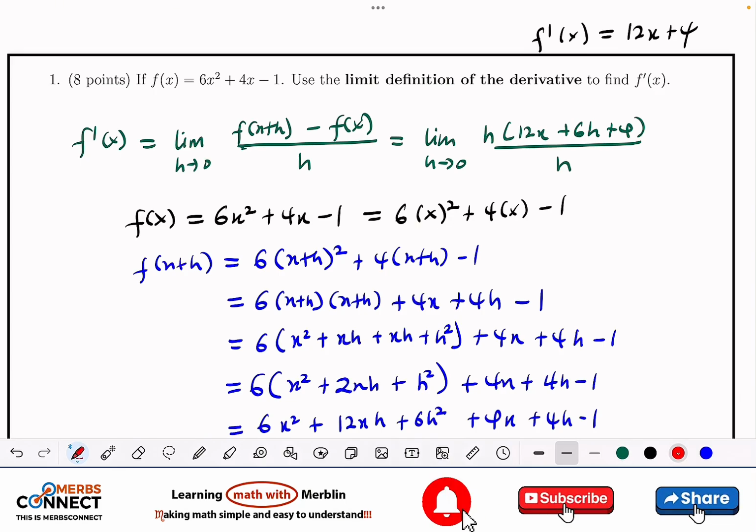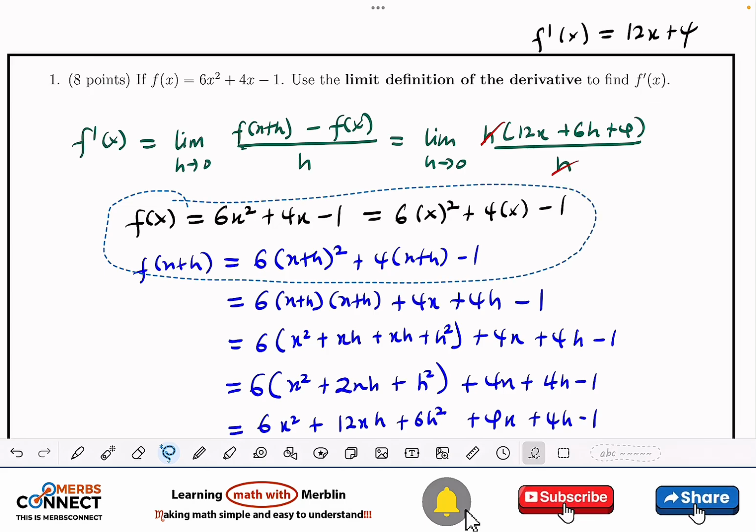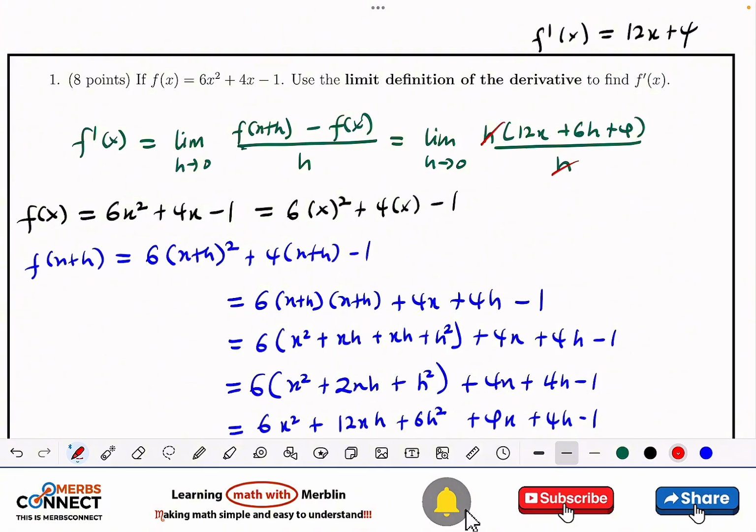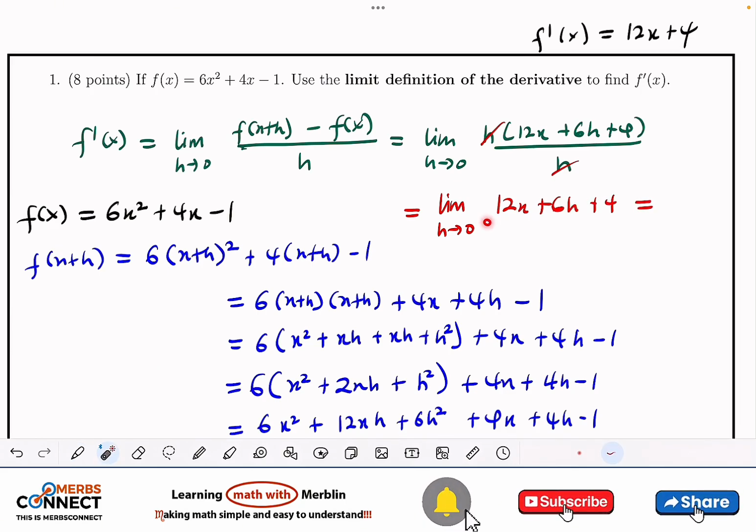So now the magic happens, h will cancel the h, and guess what will happen here? So let me shift this one small to the left. This is going to give us, okay, I think I can clean this one as well. Good, so I can write this as the limit as h is approaching 0 of 12x plus 6h plus 4. And now that there is no division by h and this is a polynomial function, we can plug in the 0.